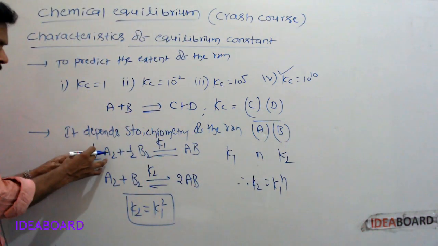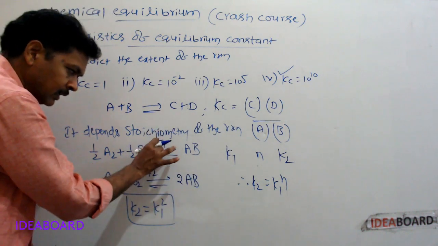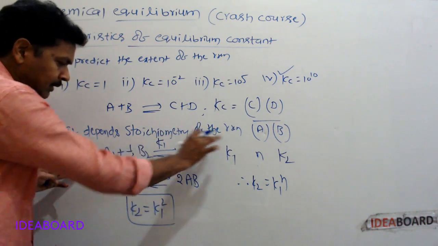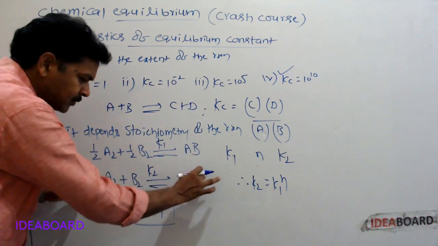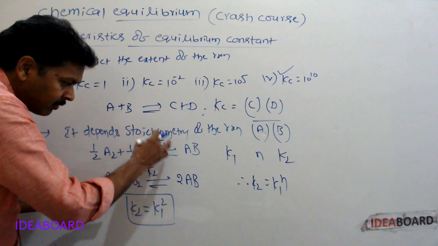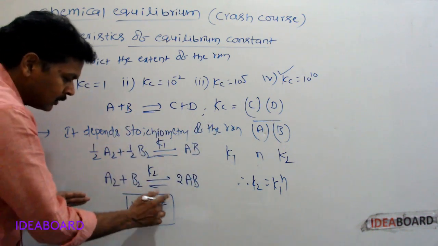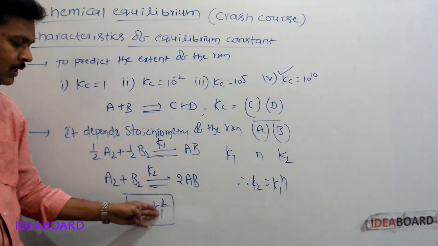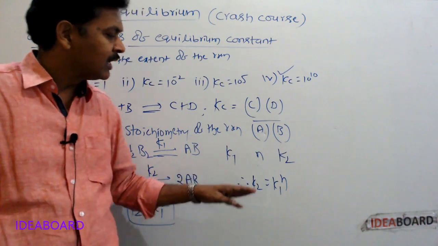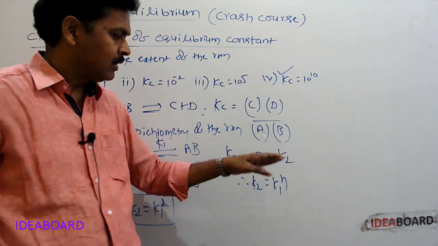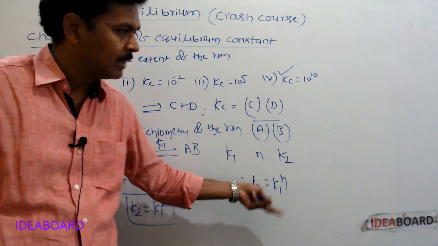See here, half mole of A2 plus half mole of B2 gives rise to AB. For this reaction, equilibrium constant is K1. Whole equation multiplied with 2, we will get this one. Then the relation between K1 and K2: we are multiplying with 2, so K2 is equal to K1 square. If a reaction having equilibrium constant K1 is multiplied by a factor n, then the equilibrium constant for the new reaction is K2, then K2 is equal to K1 power n.